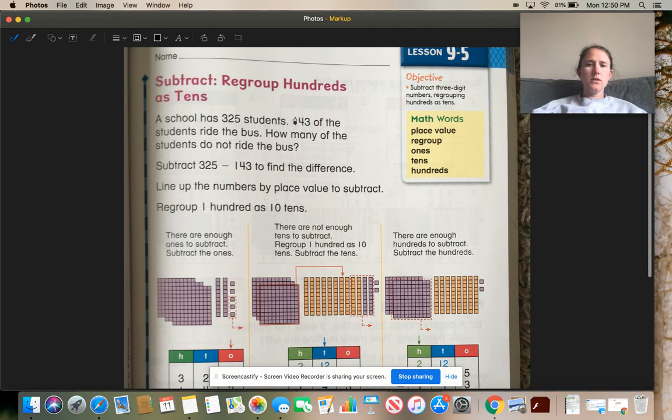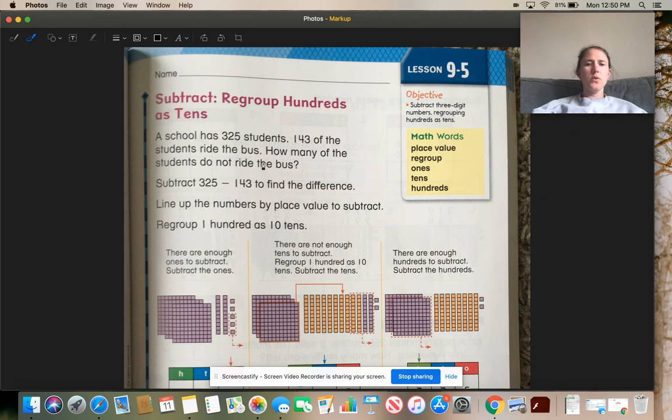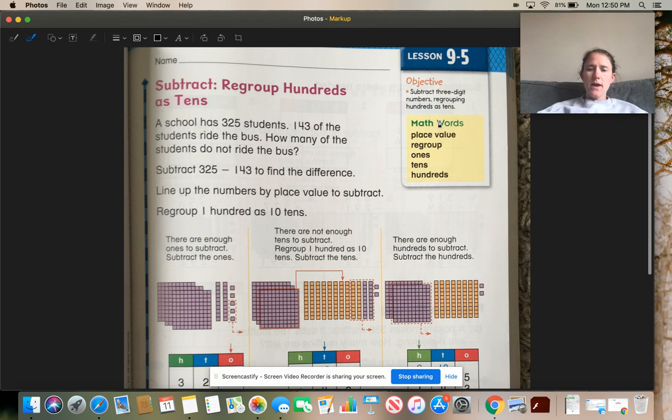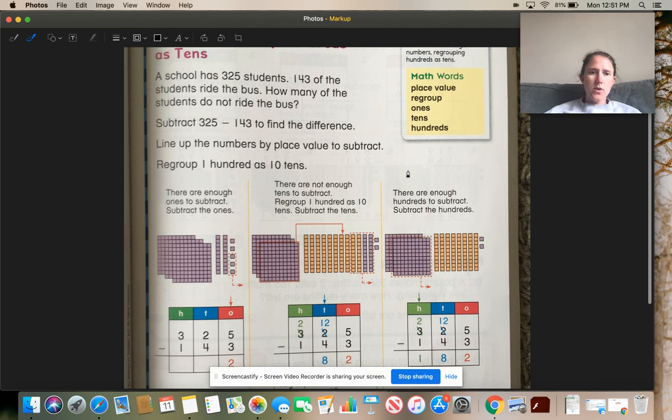Hi, second graders. Today we're going to be working on regrouping hundreds as tens. So, let's go over our math words: place value, regroup. So remember, regrouping is where you go next door and you borrow, and you have to regroup your numbers so you have enough to subtract. And ones, tens, and hundreds. So let's go and read our problem.